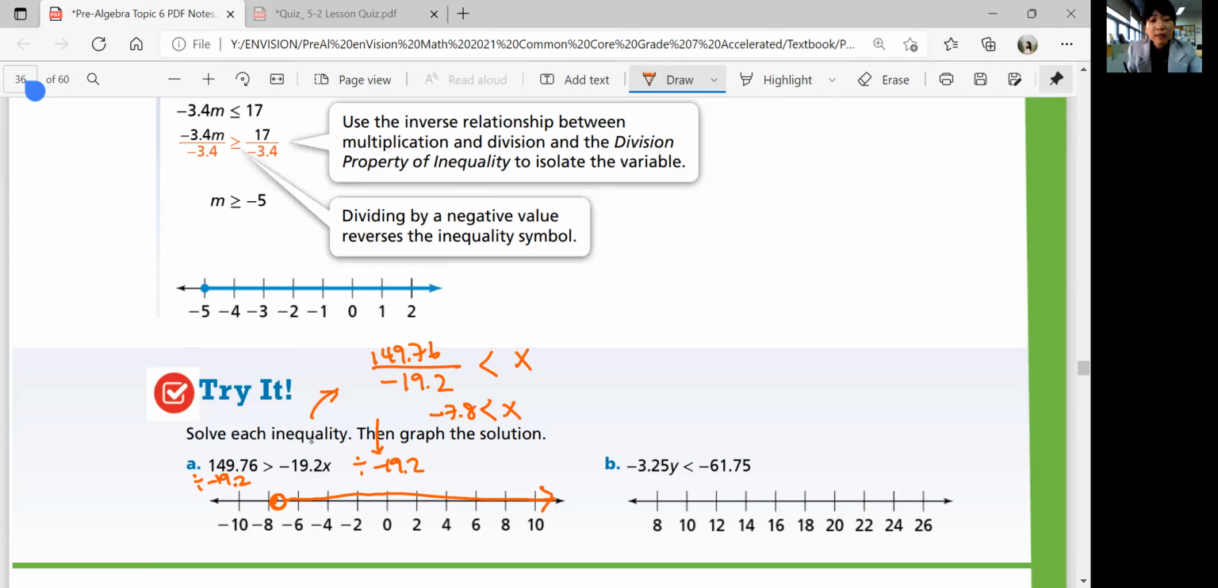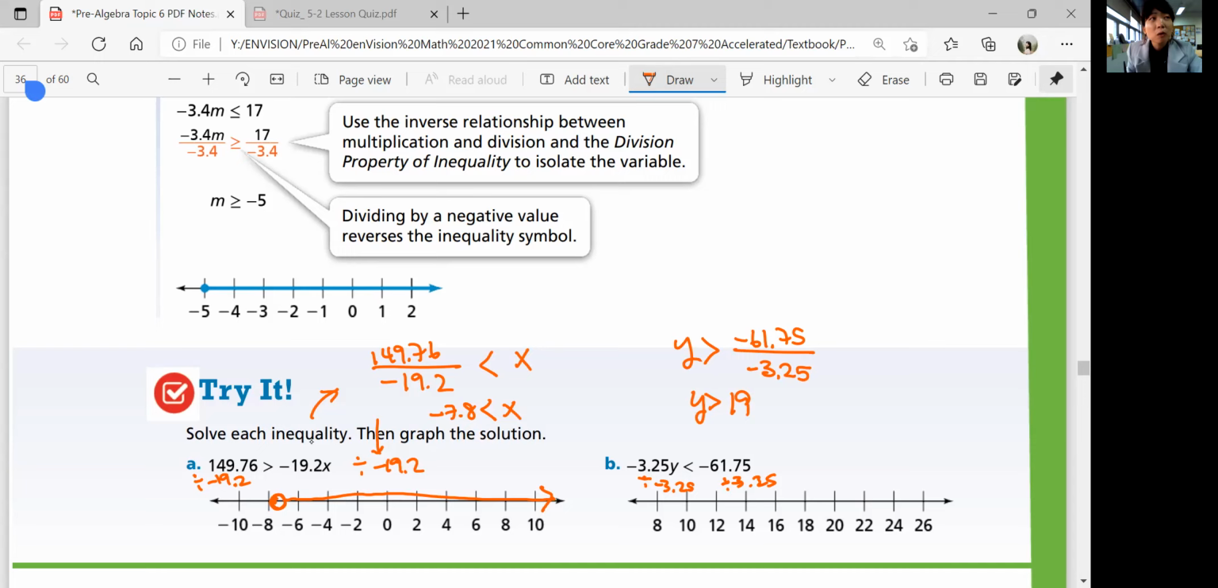Y is here, you're isolating the y, so you're going to divide both sides by negative 3.25. So when you're dividing both sides by negative 3.25, you're flipping the sign. Y is greater than negative 61.75 divided by negative 3.25. And negative divided by negative cancels out the negative and it becomes a positive. And so y is greater than 19.